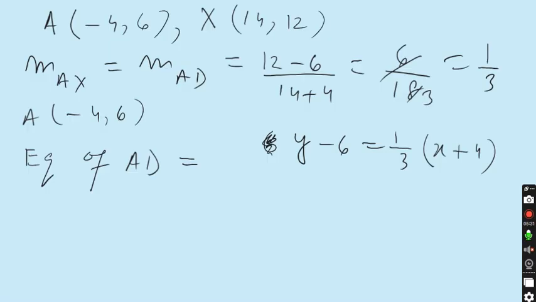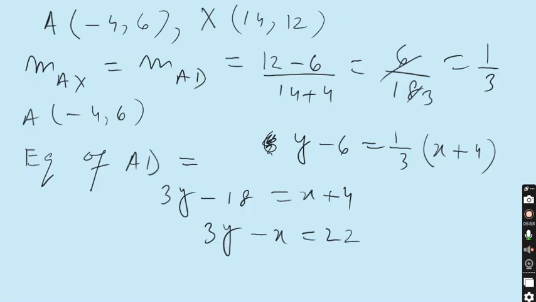Some students use y equals mx plus c. Some students use y minus y1 equals m times x minus x1. Both equations are correct. You will get the same answer. I always choose y minus y1, I feel comfortable. 3 into y is 3y, 3 sixes are 18, equals x plus 4. Or you can write 3y minus x equals 22. Assign the name equation number 1 to this equation.